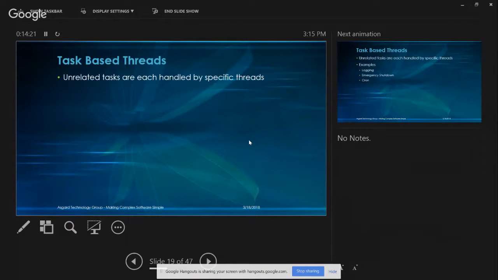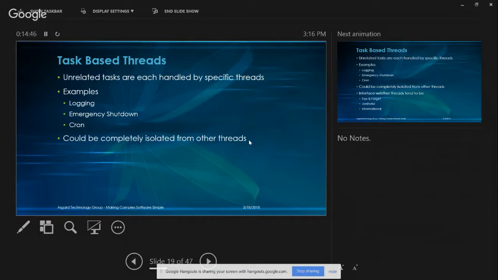Task-based threads. You can break up your threads based on the task. You can say, I've got a logging thread. I've got a thread that processes my main work. I've got a janitorial thread that goes through and does some sort of maintenance work. I've got another thread that provides the logs, things like that. So you can break things up that way.